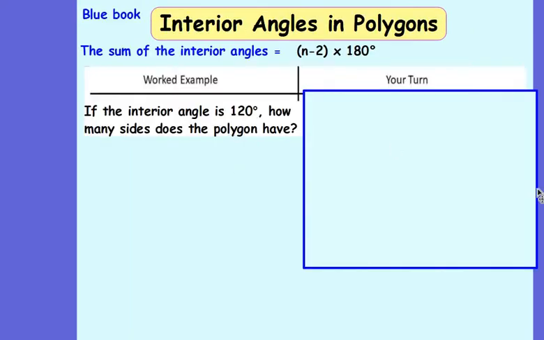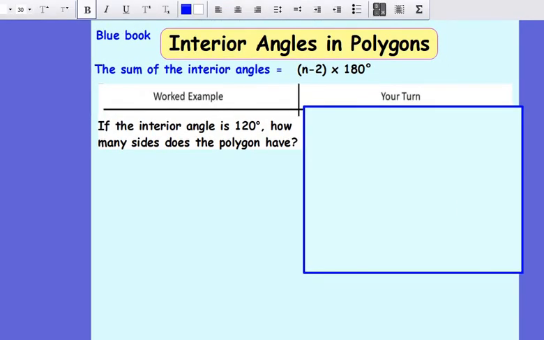Okay, one final type of question you're going to come across. So pens down and eyes on the boards. I'm going to go through an example and then you're going to do an example. These are a little bit trickier, so we're going to go slowly. The sum of the interior angles is n minus 2 times 180. Always has been, still is. I've been told the interior angle is 120 degrees. How many sides does the polygon have? So n is the letter we've given to the number of sides.